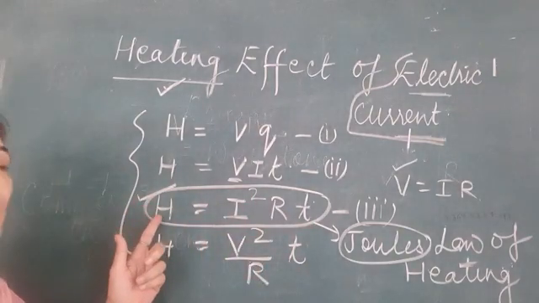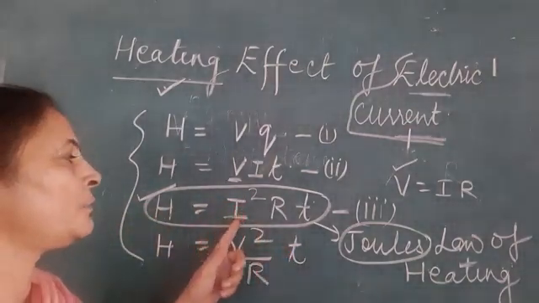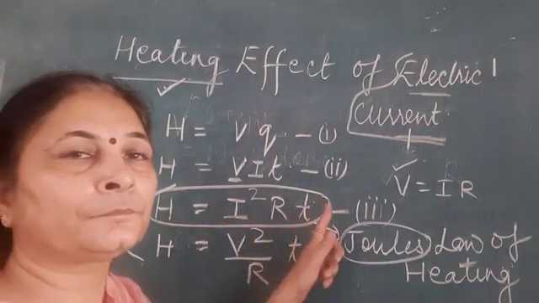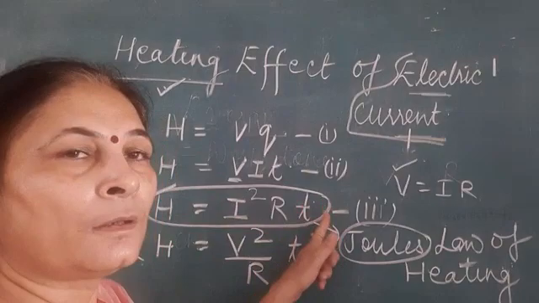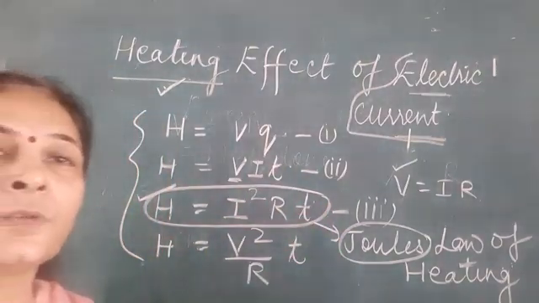Heat produced in a given resistor is directly proportional to the square of the current flowing through it for a given time t. Alright, this is all about heating effect of electric current.